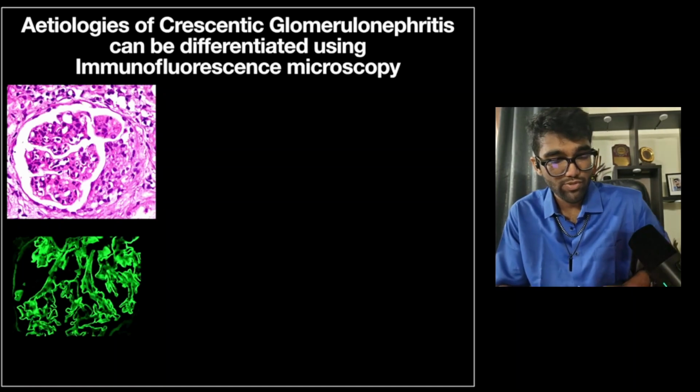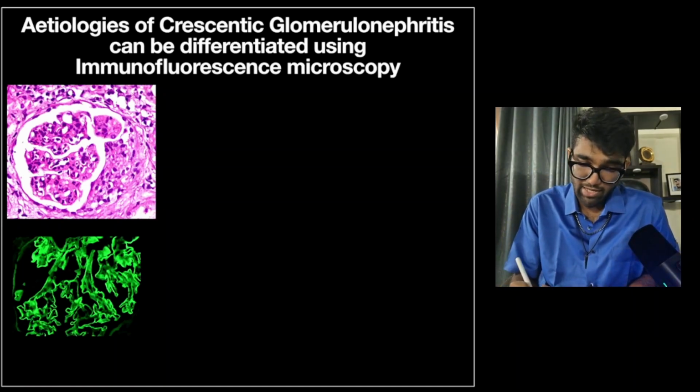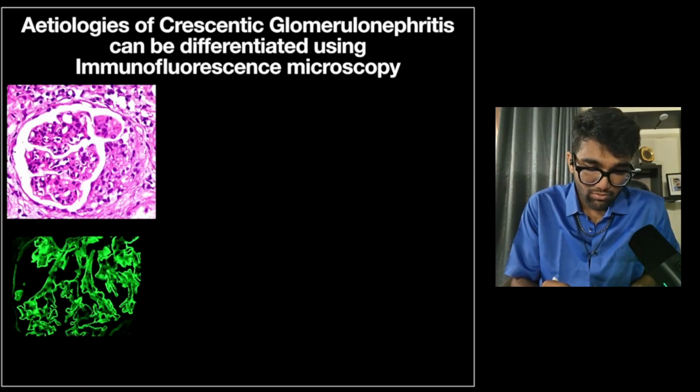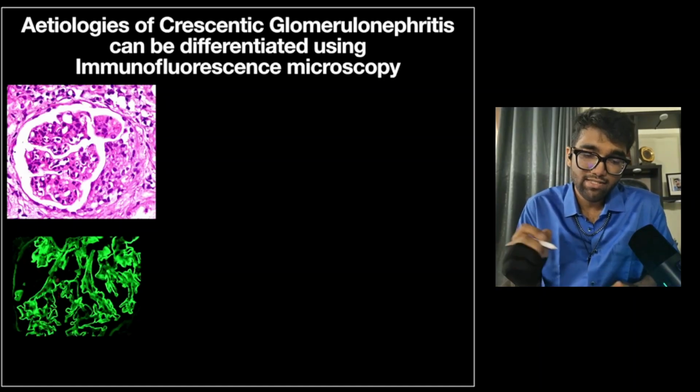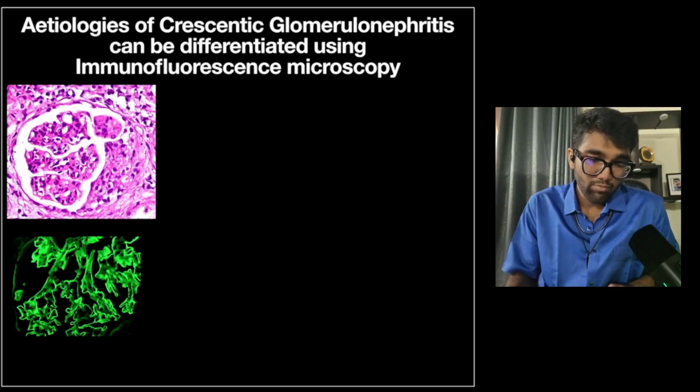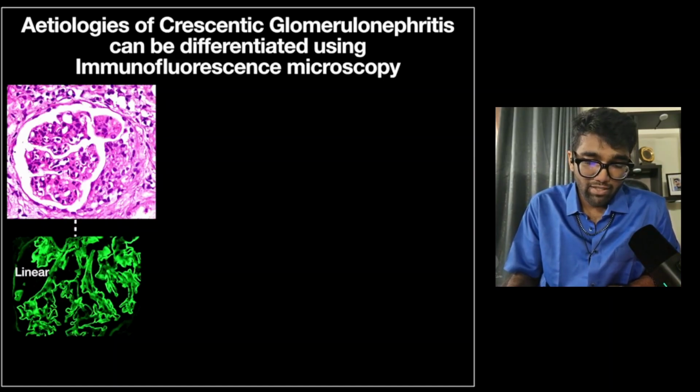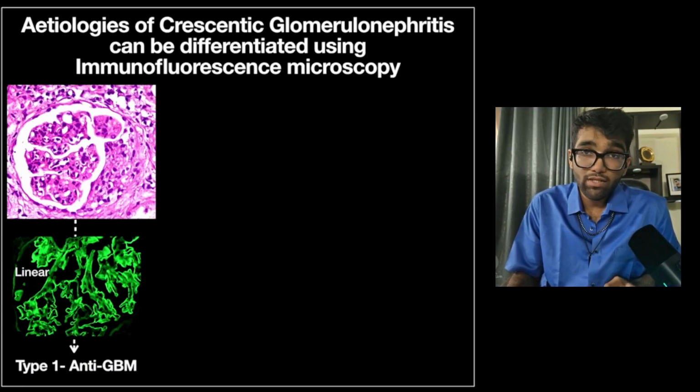So in the first situation, I get this pattern. That is, I get a prominent linear pattern. It's almost as if the antibodies know where the basement membrane is, and as a result, they're getting deposited there. That is because the antibodies are targeted against the basement membrane proteins. So this is called a linear pattern. And if you have a linear pattern, the diagnosis then becomes anti-GBM antibody syndrome or type 1 RPGN.